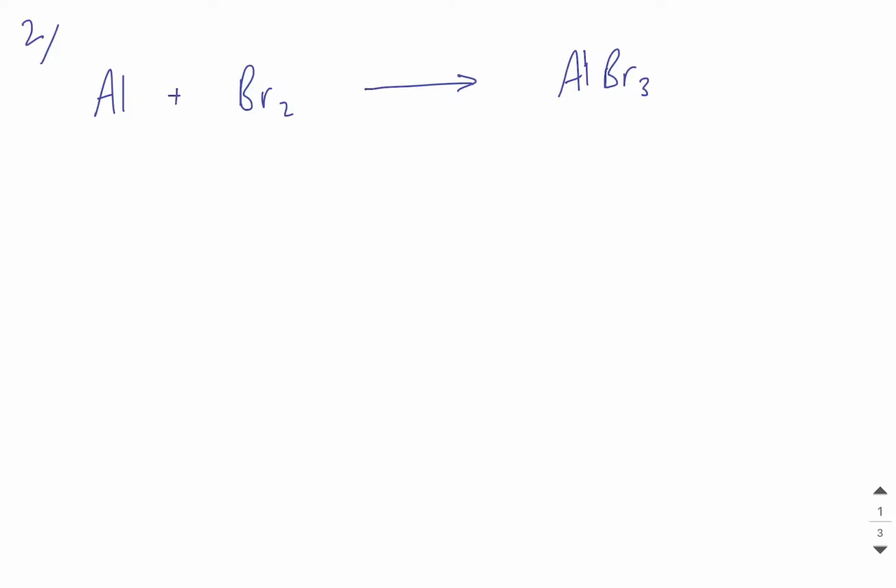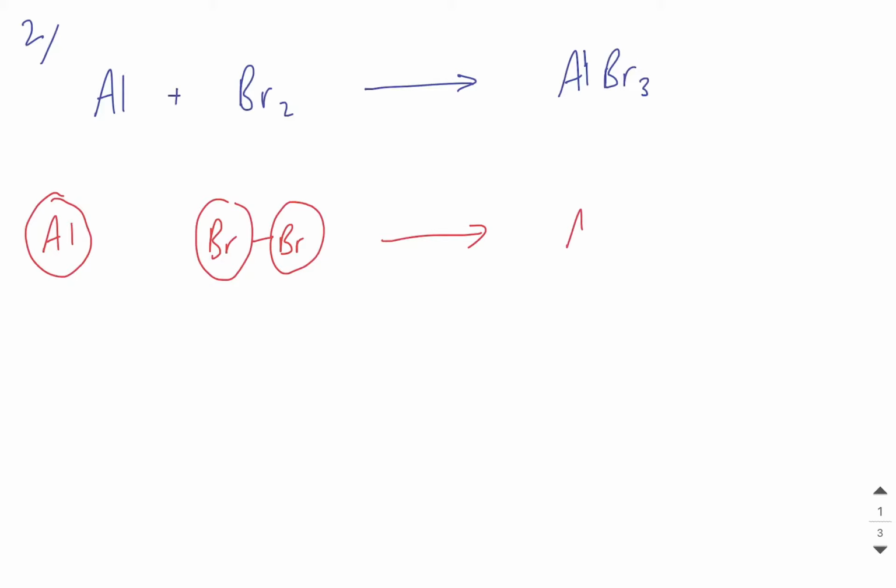So let's start off by working out how many of each atom we have on each side. So, aluminium, there's just one of those. That would be one atom on its own. Br2, the little 2, is next to the Br. That means I've got two bromine atoms stuck together. That makes one of these things, AlBr3, aluminium bromide. I've got an aluminium stuck to 3 bromines. 1, 2, 3.